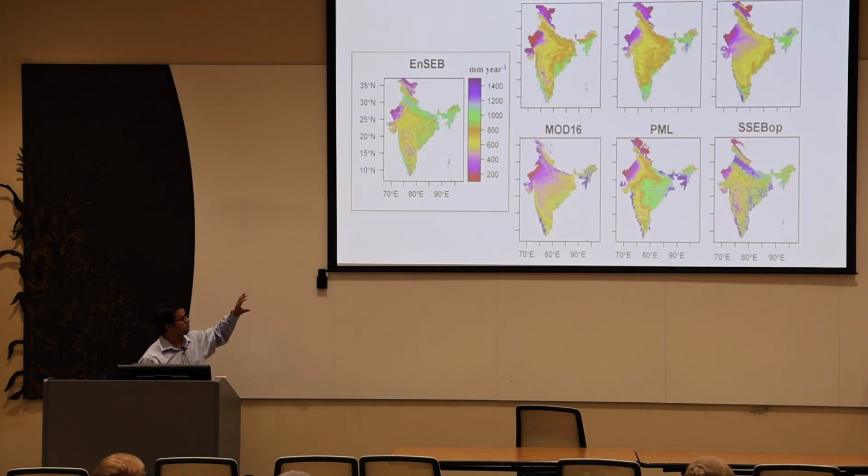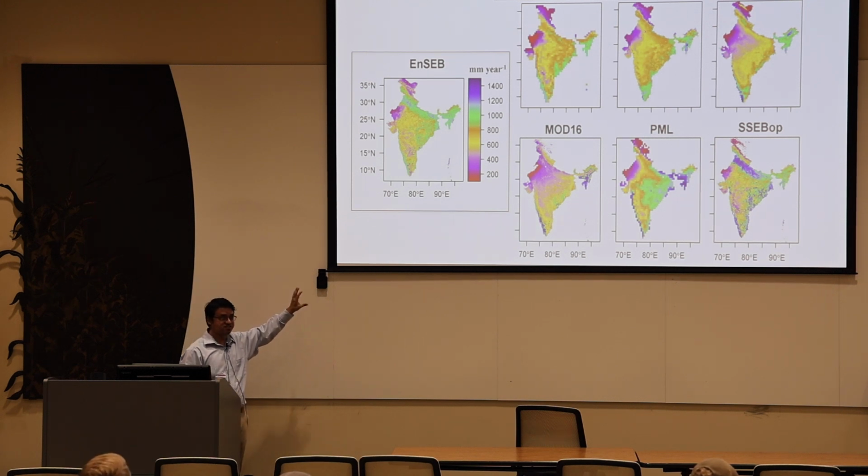And these are the maps. The left one is the map of ET from the ensemble model. This is the mean 16-year ET, and on the right side are the ET maps for the same time period, the mean ET from different global ET products, right?